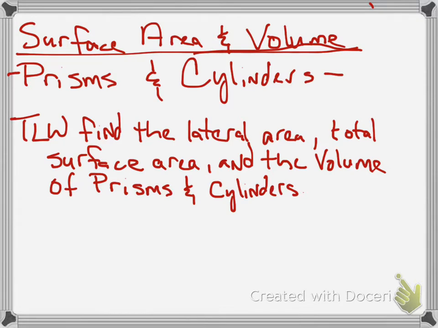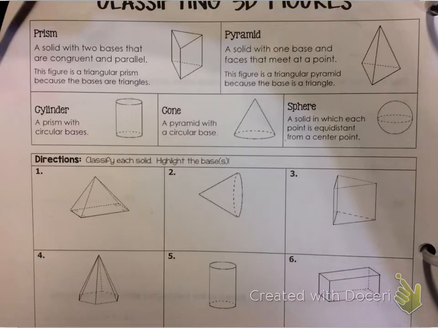But first, let's also make sure that you can recognize the different types of 3D figures. So you're going to see this at the beginning of your assignment, and I want you to make sure you finish this whole section. It tells you what a prism, a pyramid, cylinder, cone, and sphere are. Those are going to be our major 3D shapes that we're going to be looking at.